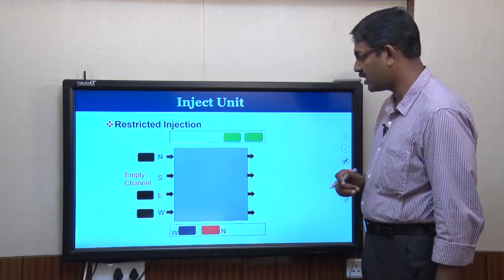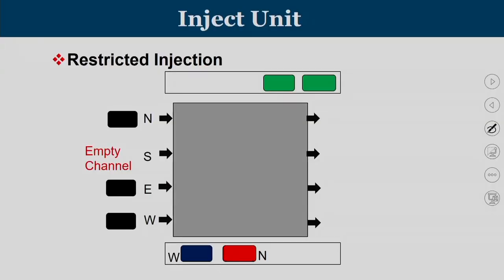Now, consider another scenario. We have two flits, one waiting for west, the other waiting for north, in the core buffer, but only the south channel is empty. The north output port already has a flit and the west output port has a flit, but there is an empty south channel.